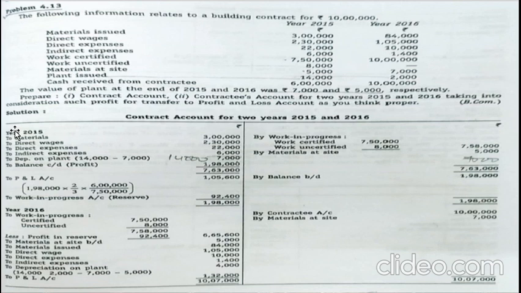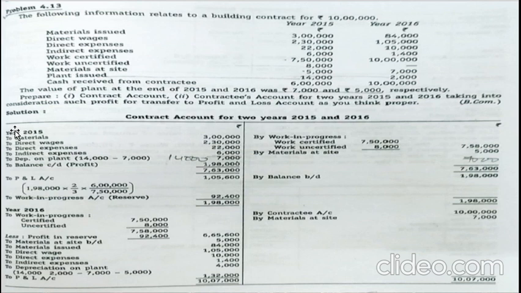Next problem is problem number 4.13. The following information relates to a building contract for rupees 10 lakh. Materials issued for 2 years, year 2015 and year 2016. Materials issued, direct wages, direct expenses, indirect expenses will appear in the debit column of your contract account. Work certified, uncertified will appear in the credit column.